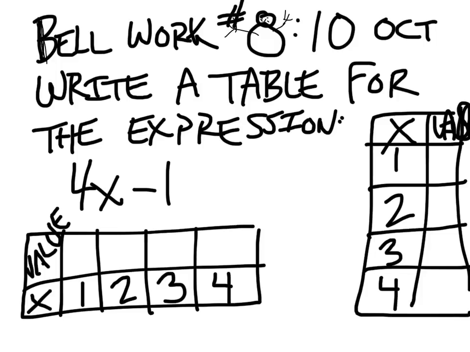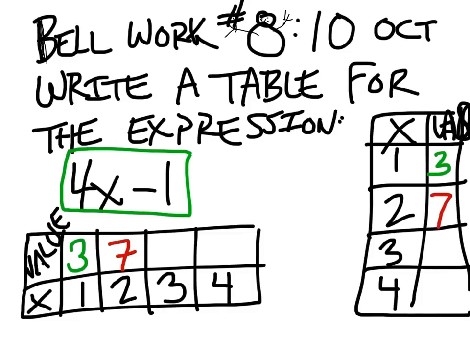Now what we're going to do is use this expression to find the value of the term. So 4 times 1 minus 1, 3. 4 times 2 minus 1, 7. 4 times 3 minus 1, 11. And finally, 4 times 4 minus 1, 15.